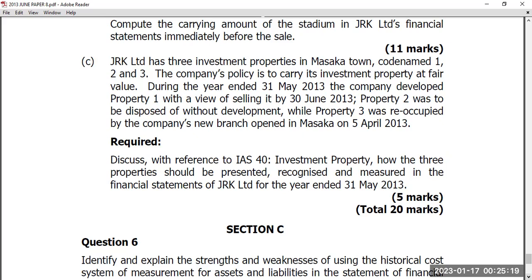Then the requirement says: discuss, with reference to IAS 40 Investment Property, how the three properties should be presented, recognized and measured in the financial statements of JRK Limited for the year ended 31st May 2013. 5 marks.